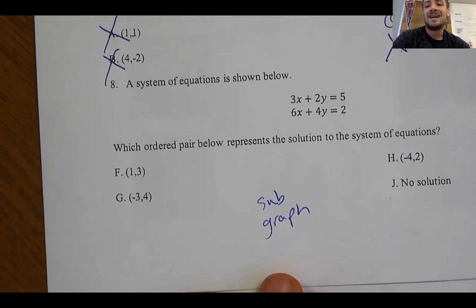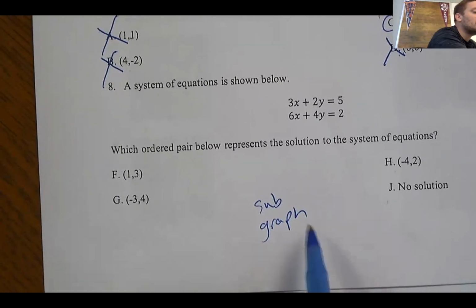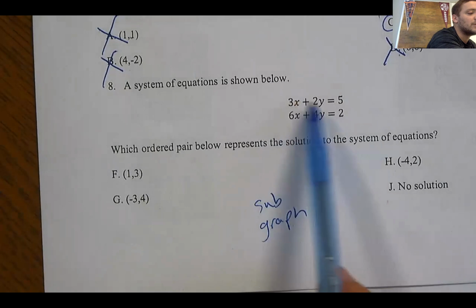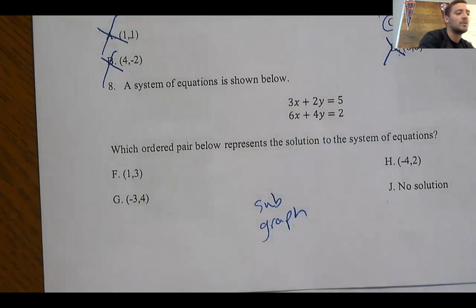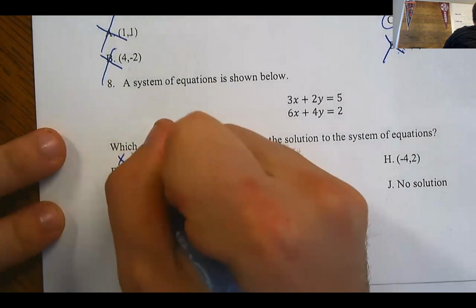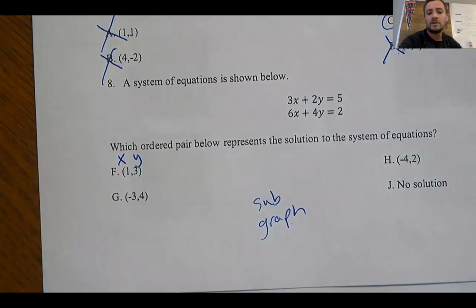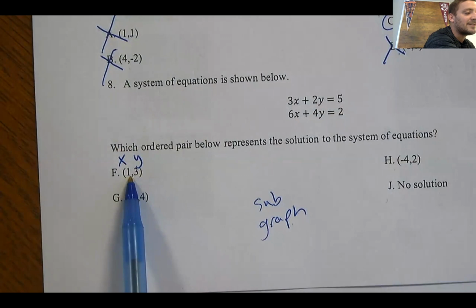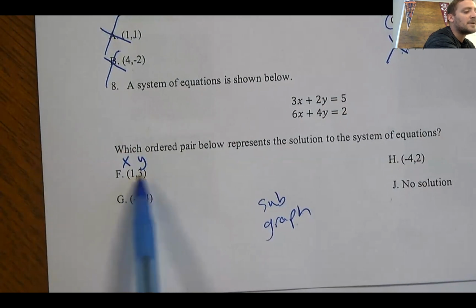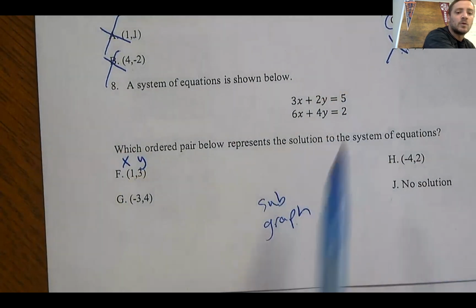So I'm going to actually do that, because if we wanted to do graphing, we would have to get these into y equals mx plus b. And that's going to take a little bit of work. So here's what we're going to do. Let's try answer choice F. Answer choice F says 1, 3, which means the x value is 1 and the y value is 3. If this is going to be my answer, 1, 3 has to work for both of these equations.